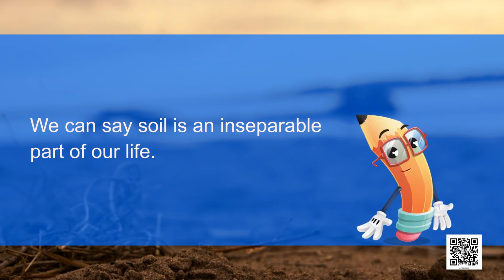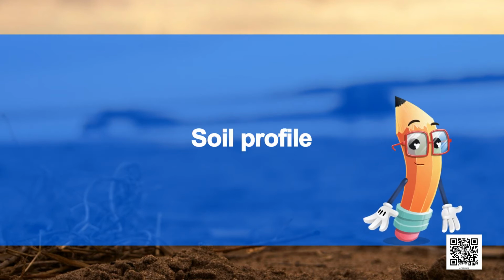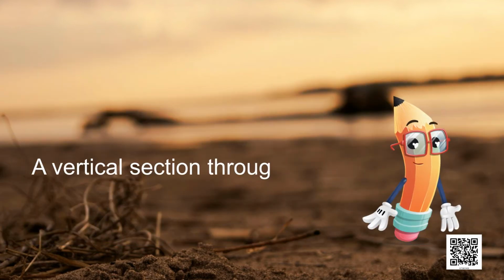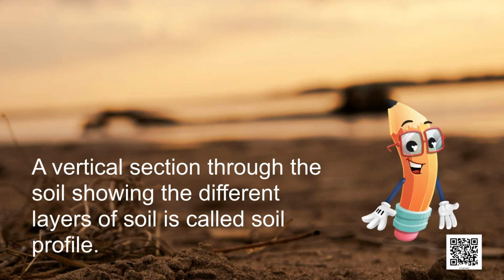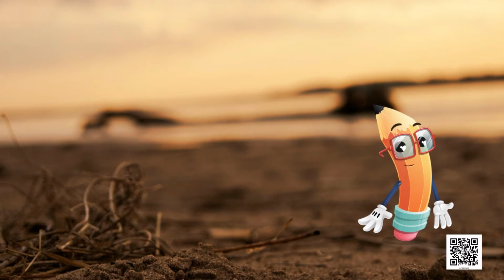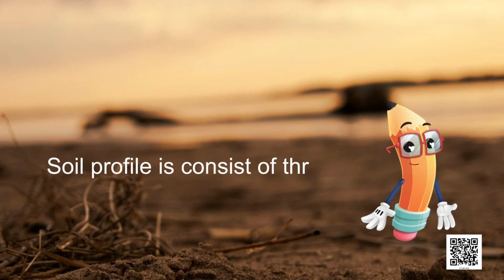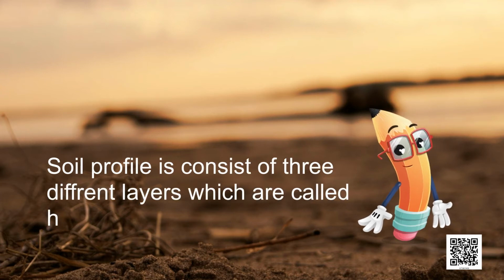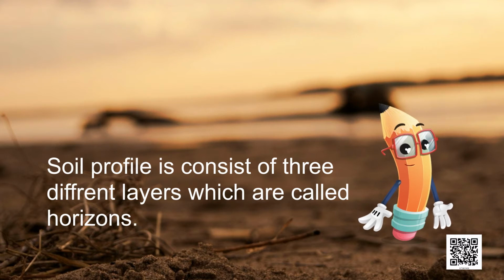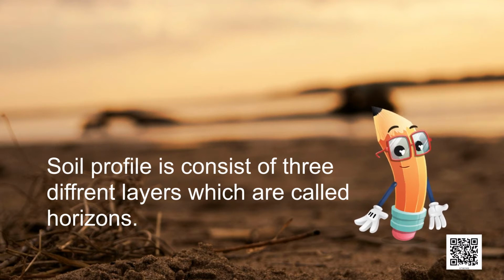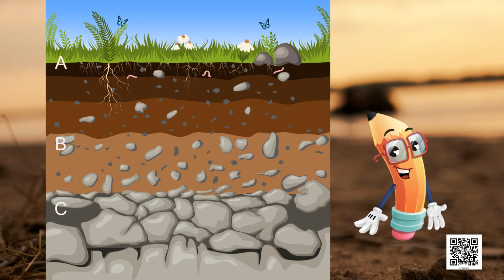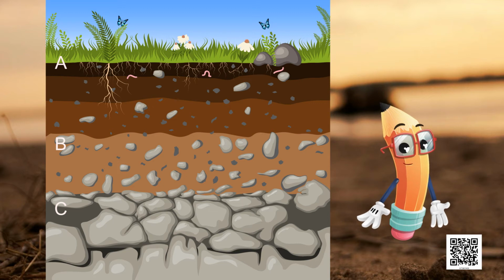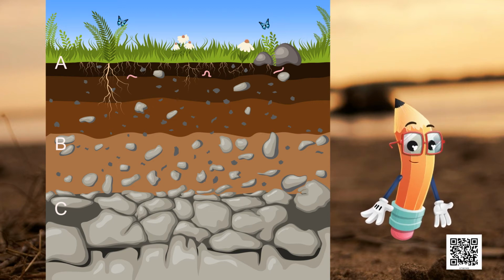Now, let us understand soil profile. A vertical section through the soil showing the different layers of soil is called soil profile. Soil profile consists of three different layers which are called horizons. These three horizons are named A horizon, B horizon, and C horizon.